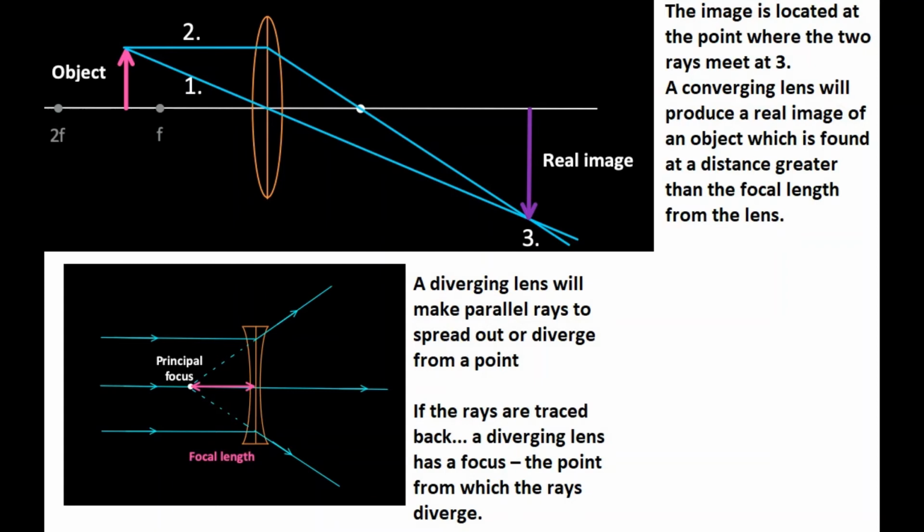The second part: a diverging lens will make parallel rays spread out, or diverge, from a point. And if you trace back the rays, you can see that it has a focus, and that is where the rays diverge from. That is called the principal focus. It is to the left of the diverging lens.